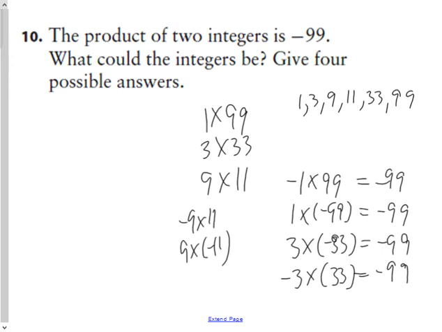Remember, integers can't be decimals. They have to be whole numbers. Somebody in the other class said 49.5 times negative 2, right? But in order for an integer to be an integer, it has to be a whole number.